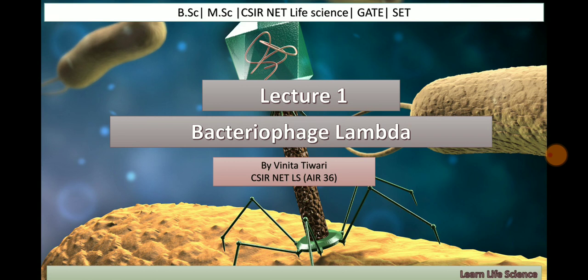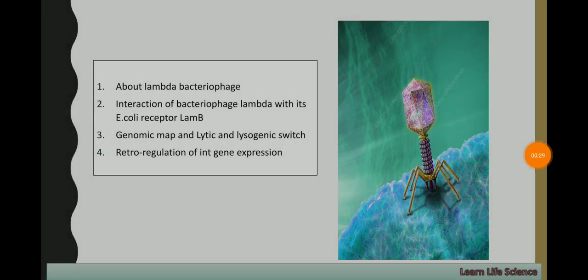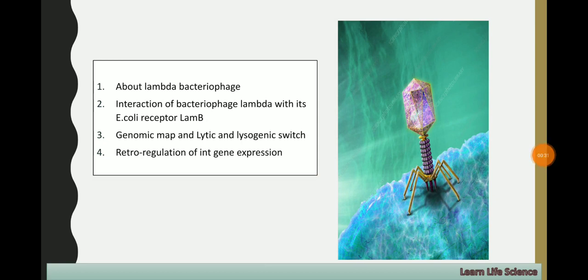Myself Vinita Tiwari, and in this video series I am going to tell you a general introduction regarding lambda bacteriophage. In the upcoming videos I am going to tell you about interaction of bacteriophage lambda with its E. coli receptor, that is LAMB, as well as the genomic map and lytic and lysogenic switch. We are also going to deal with the retroregulation of INT gene expression. So let's get started.